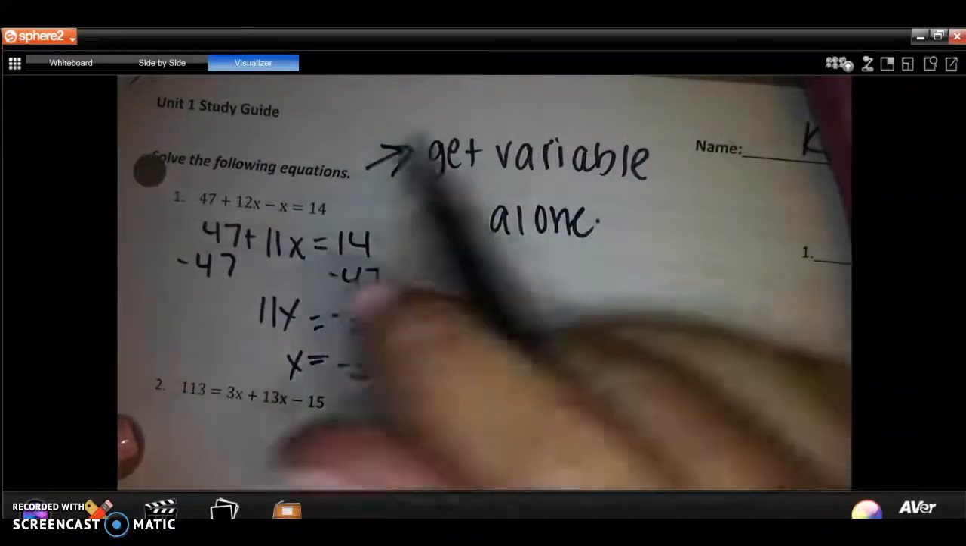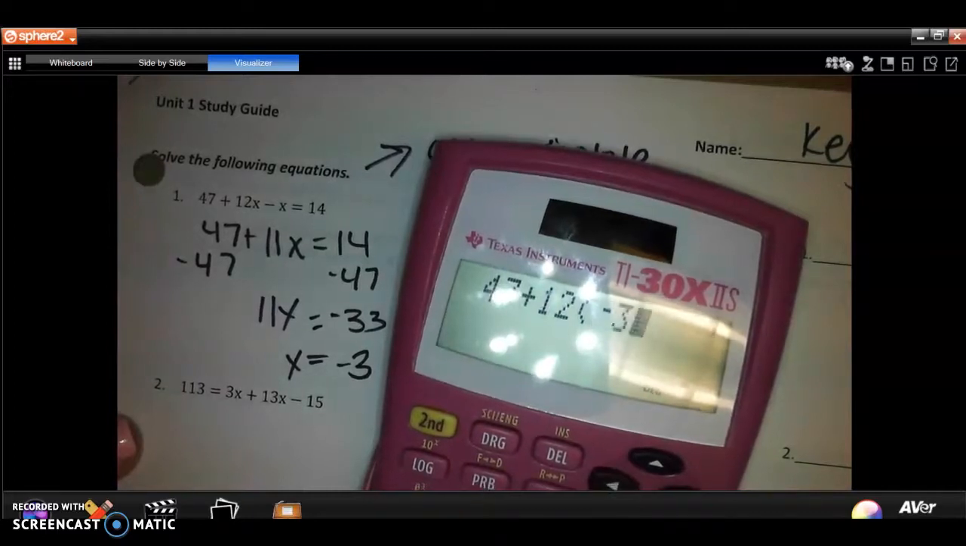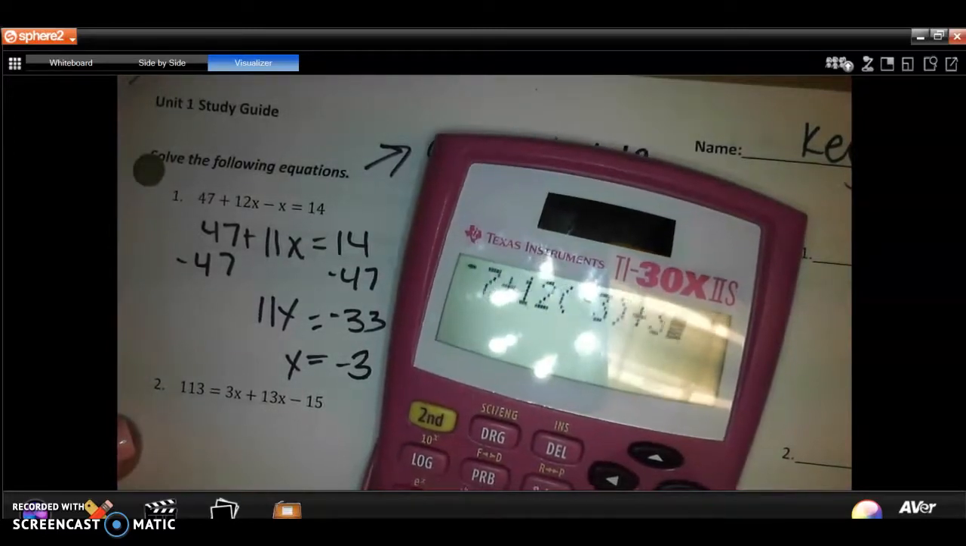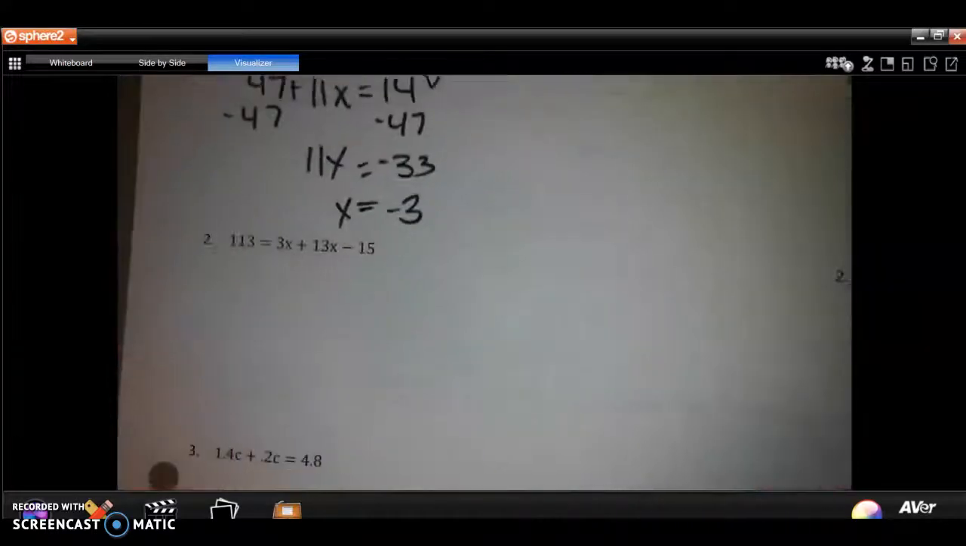You can plug it back into the equation. 47 plus 12 times negative 3, minus 3. Is that 14? Yes, so I know my answer is correct.